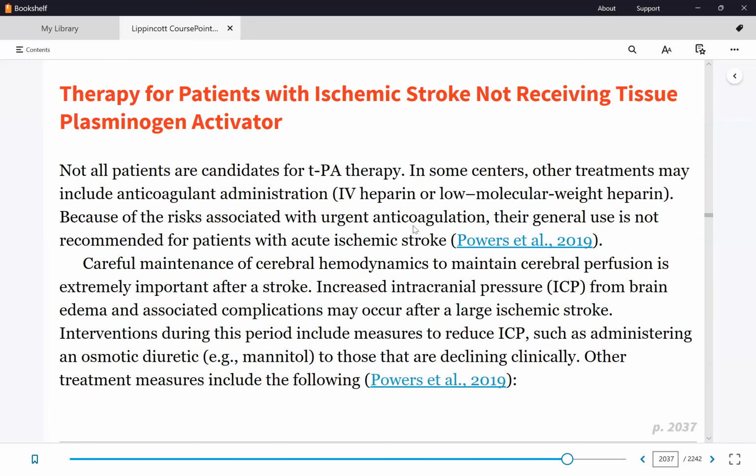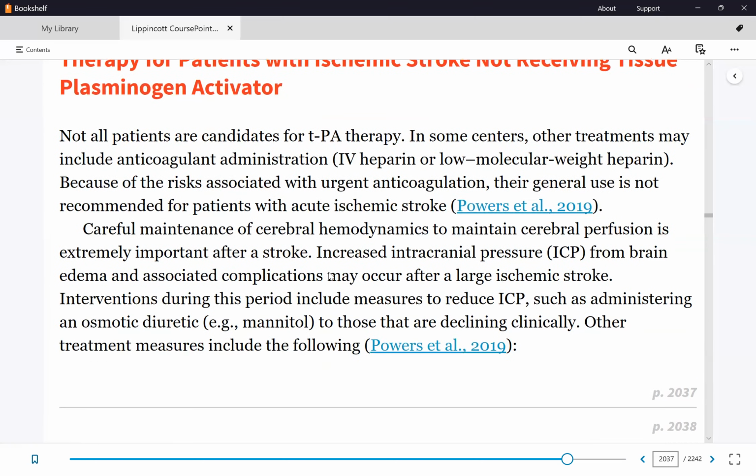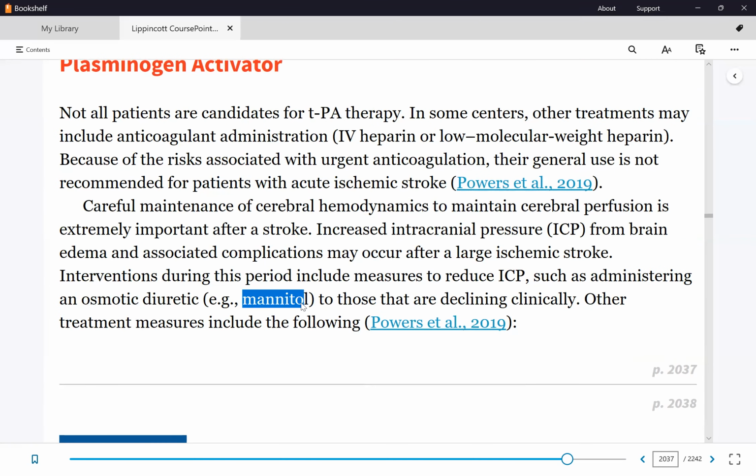For controlling the ICP, because again, with a stroke there's dead tissue there, so it will cause some brain swelling and edema and inflammation. We will give osmotic diuretics. Now, mannitol is a diuretic, but it's an osmotic diuretic, meaning it will pull water from the surrounding tissues in the brain, put it into the bloodstream, and then the kidneys will eliminate the water.